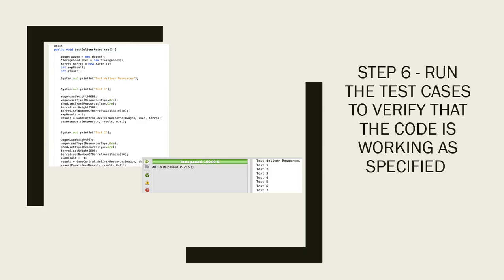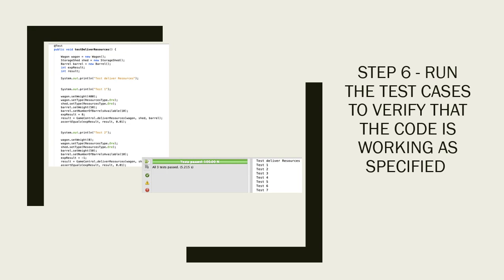Alright, so step 6, run the test cases to verify that the code is working as specified. So here we have a picture of a test. Here we're testing the deliver resources method. We created each and every step for the correct, valid, invalid and boundary inputs.